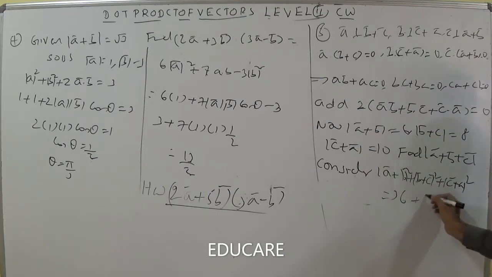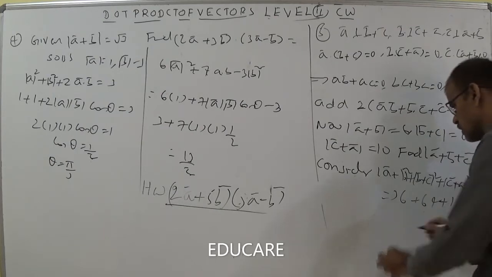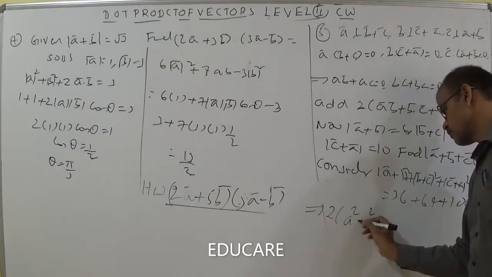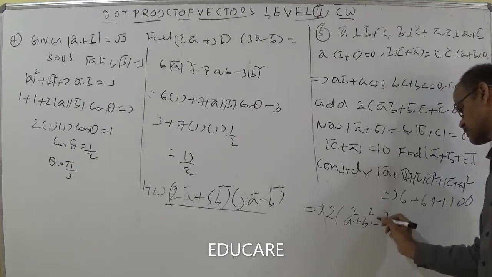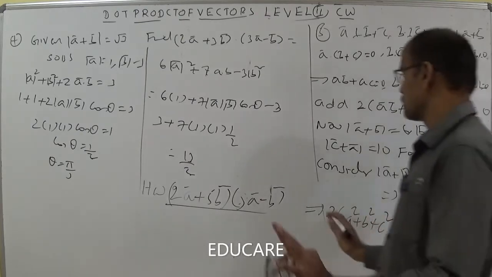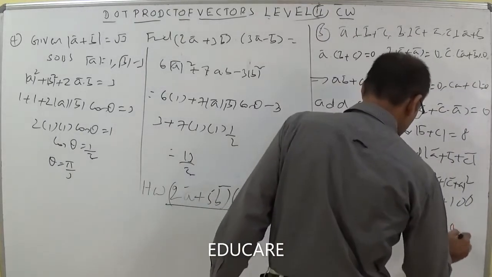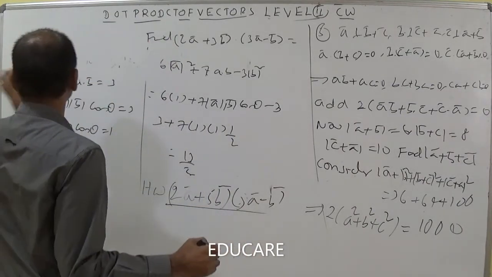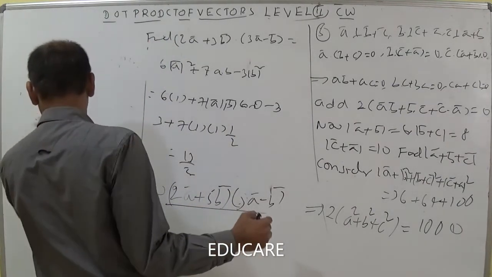So now you can write 36 plus 64 plus 100. That implies you can write here 2 into (a square plus b square plus c square) is equal to 200... 100. 2 into (a square plus b square plus c square) equal to 100. Keep aside. Put equation 1. We got 2 into (a square plus b square plus c square) is equal to 100.